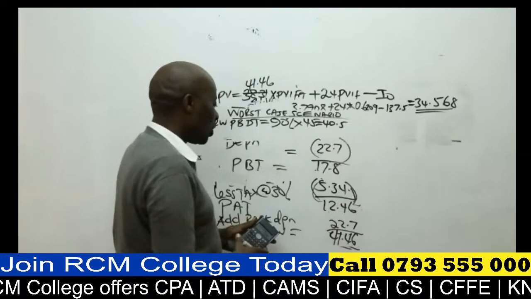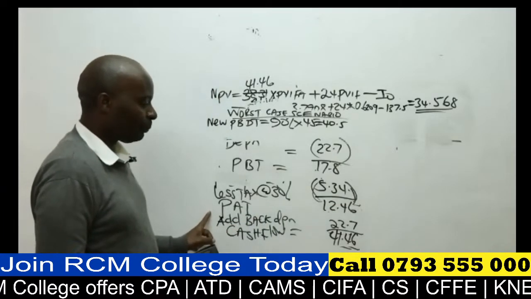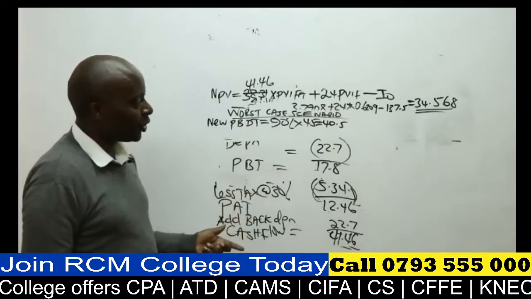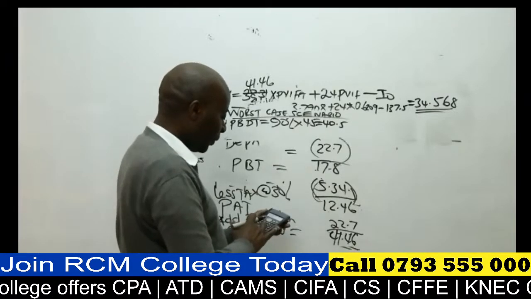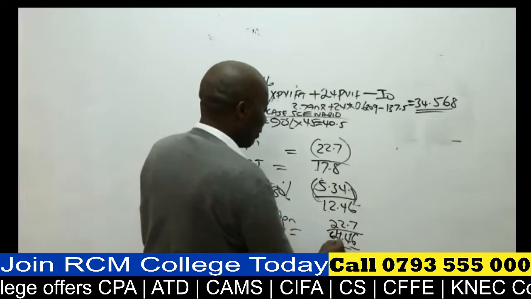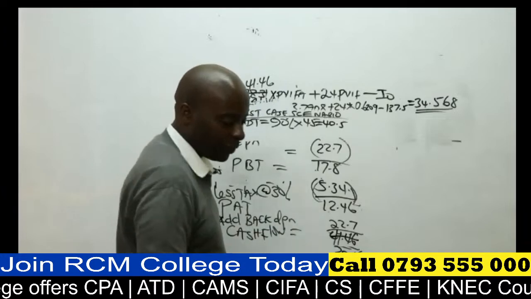12.46. So this 12.46 happens to be our profits after tax. Once you have profit after tax, come and add back depreciation. When you add back depreciation of 22.7, we'll get 35 point what here somebody? 35.16. I hope I'm correct.